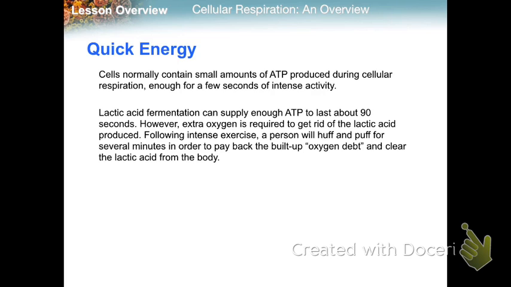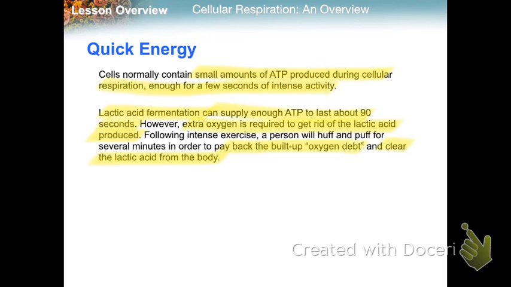So cells normally, again, living things are lazy. They have small amounts of ATP, enough for a few seconds of intense activity. Lactic acid fermentation then can supply enough ATP to last for about 90 seconds. However, extra oxygen is required to get rid of the lactic acid produced. So following intense exercise, a person will breathe heavily to pay back what we call the oxygen debt and clear lactic acid from the body.